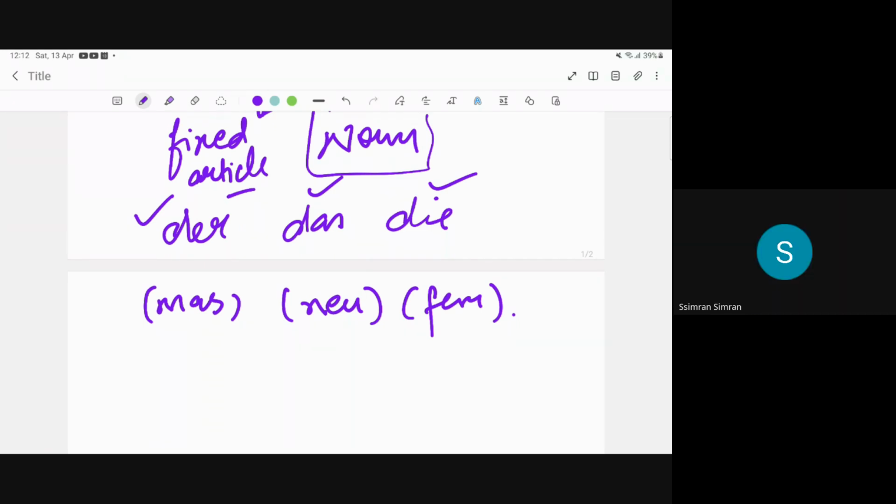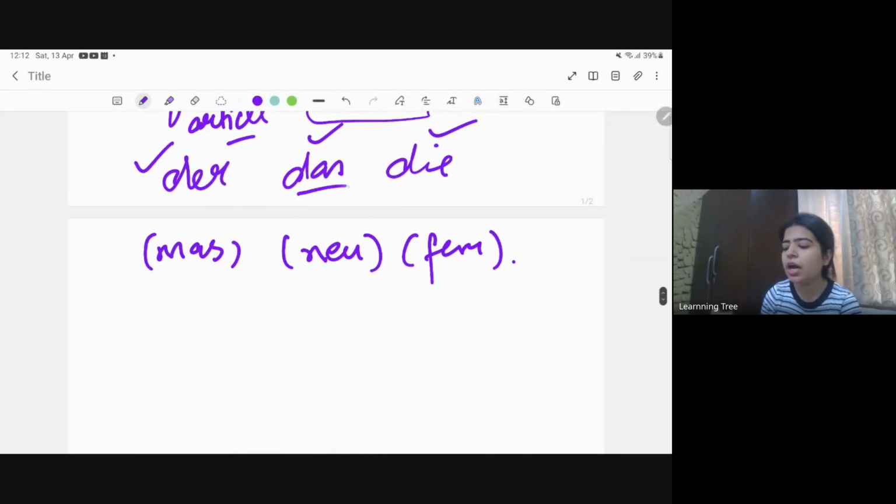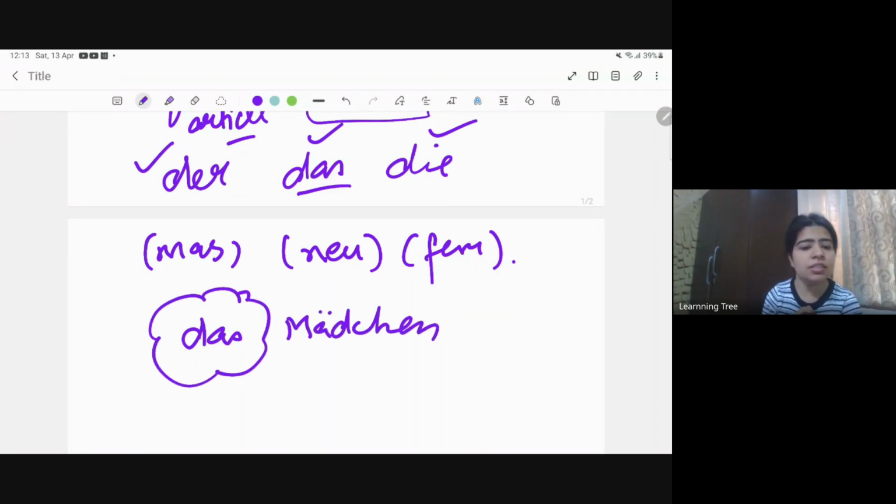Feminine. Feminine gender. But, right, female, feminine. But in German, girl is neutral gender. Right? Girl is neutral. Now, how do I know that girl is neutral? Because I have learned the article. That girl is called das Mädchen. So because it is having das article, that means it is having neutral gender.